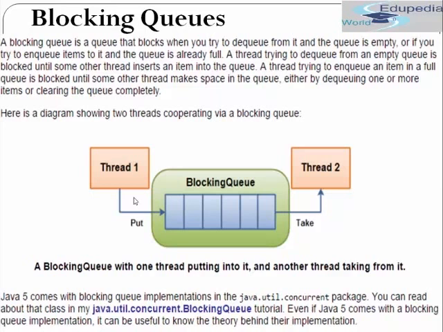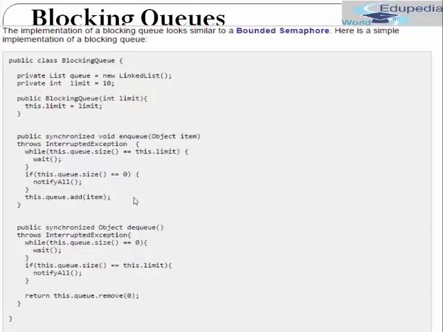So it is a kind of queue that ensures that, okay, this is a queue of the threads that can take the lock, and if you want to insert into the queue and the queue is filled, then you have to take out some of the objects. Java 5 comes with a blocking queue implementation in the java.util.concurrent package, and the class is known as BlockingQueue. So this is the implementation of a blocking queue.